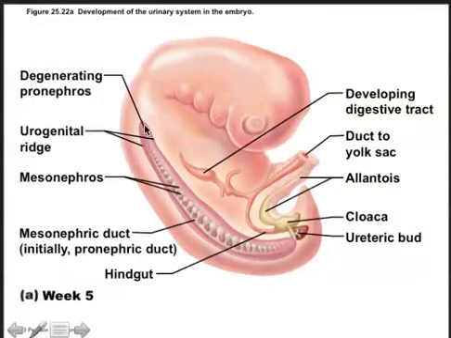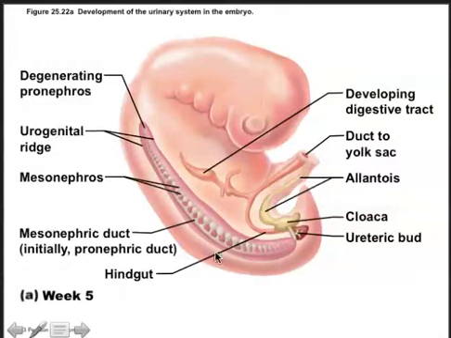So these are the degenerating pronephros. This is at week 5 during development. And this is a piece of tissue called the urogenital ridge. The mesonephros begin to develop along this ridge. Okay. The mesonephric duct is the channel through which they move.